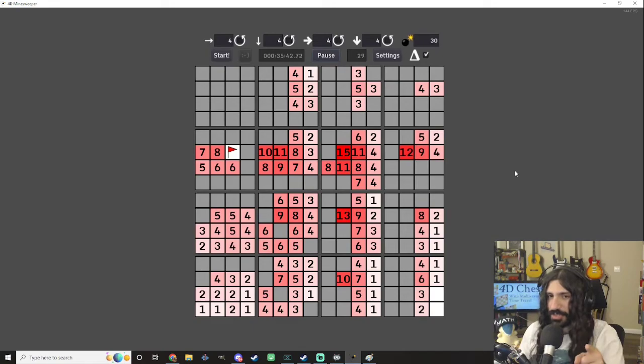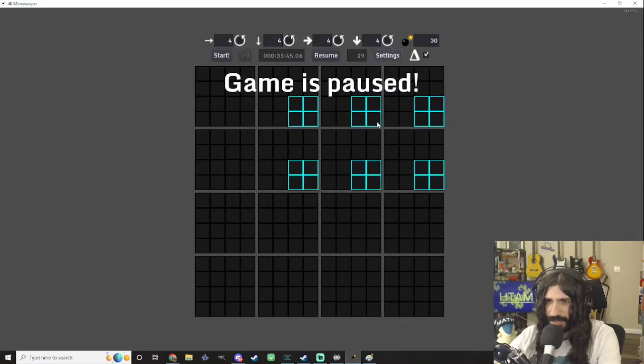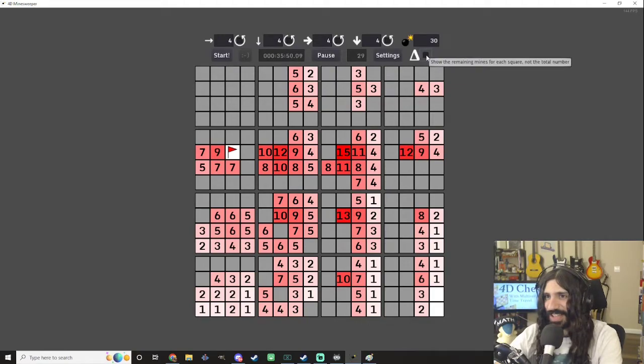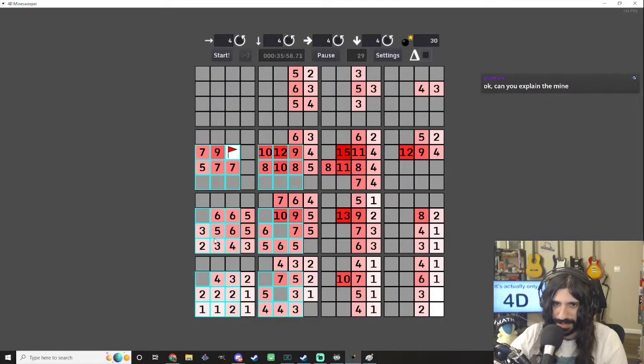Now, I'm actually kind of annoyed by the fact that the numbers change. It doesn't look like you can change that. Oh, wait, unless this... You can turn it off. Okay, show the remaining mines for each square, not the total number. Okay. Maybe. I can't decide yet which one helps more. I don't really know which one helps more.